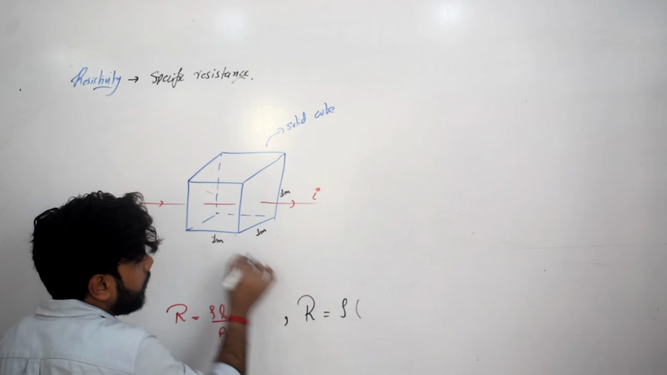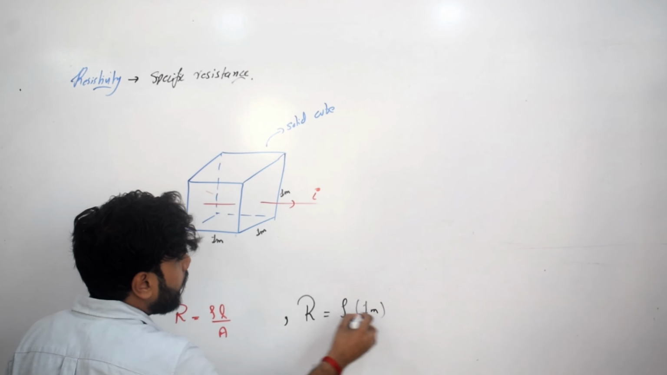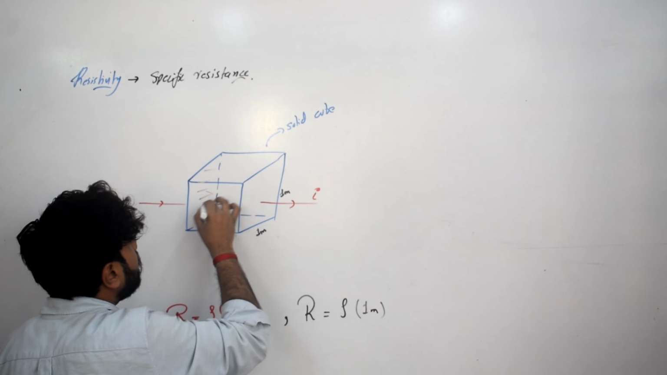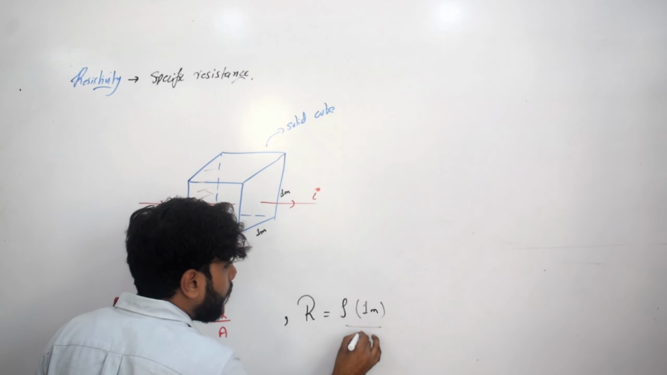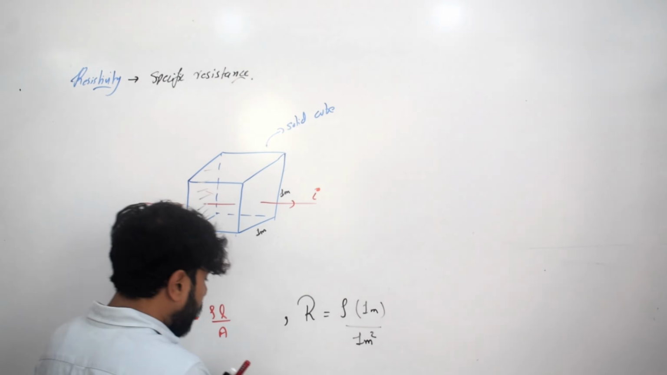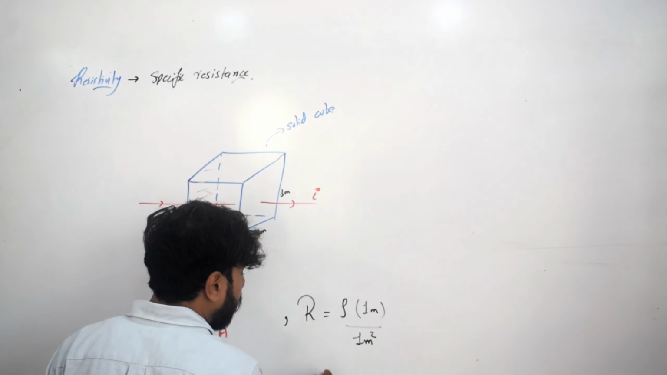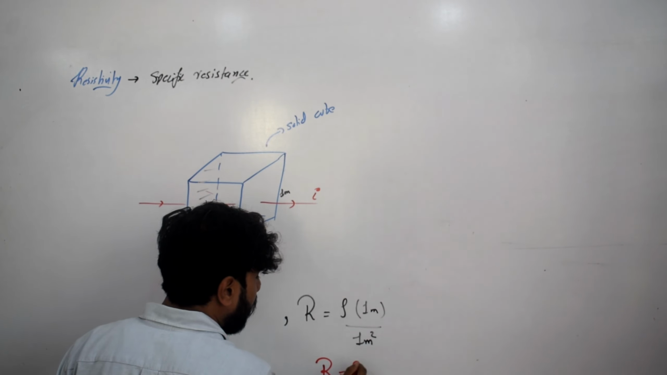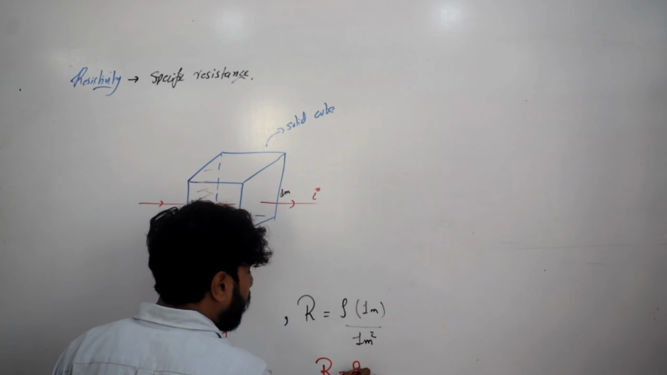The length traveled by current is just 1 meter, and the area of cross section is just 1 meter square. If you simplify, this will get cancelled out and rho will become equal to R, which is the definition of resistivity.